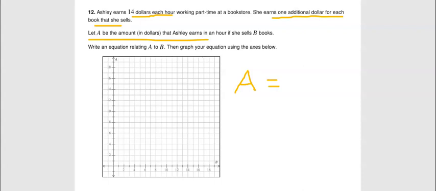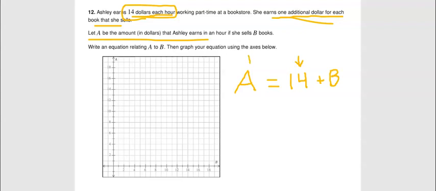So we're going to put A by itself, and then we're going to figure out what the other side would be. Well, we know that she makes $14 each hour, so it's going to be $14 plus however many books she sells. In that situation, we don't know. We know it's $14 an hour, so that's definitely something we can put there. And then we know that it's the number of books she sells, but we don't know how many books she's selling. Sometimes she might sell one, sometimes she might sell five. I don't know. So since we don't know that, that is an unknown, which means we put a variable there.